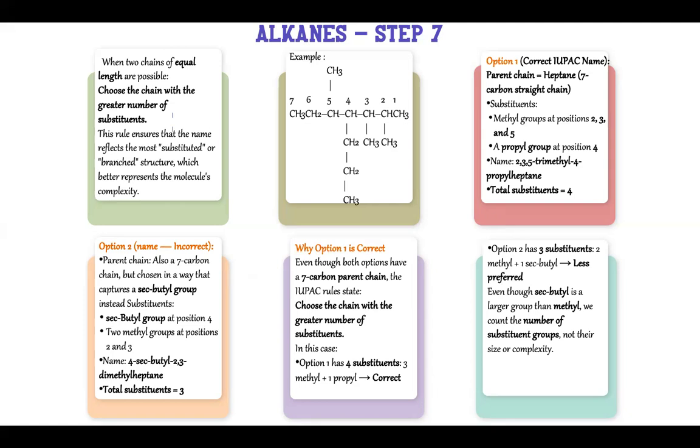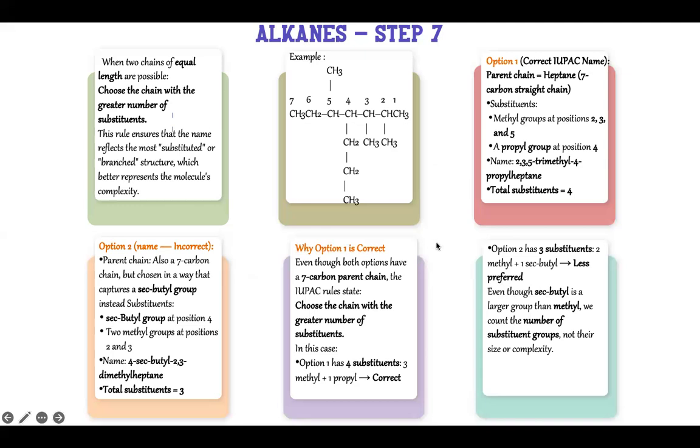For option 1, the correct IUPAC name, the parent chain is heptane, which consists of a seven carbon straight chain, and the substituents are methyl groups at positions 2, 3, and 5. A propyl group is at position 4. The name is 2,3,5-trimethyl-4-propylheptane, and the total number of substituents is 4. Refer to the example in the diagram.